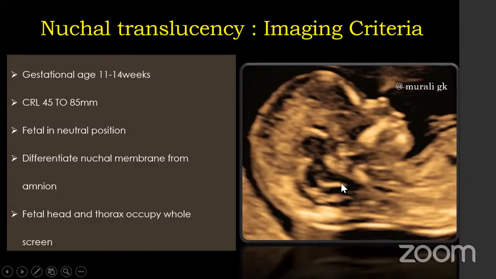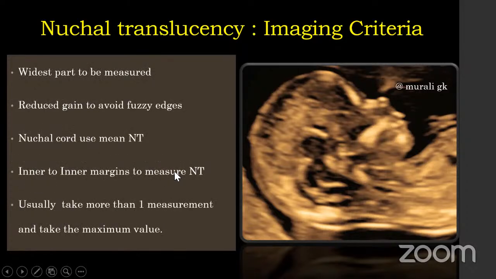So this is your brainstem. This is the posterior margin of the brainstem. This forms your intracranial translucency. This forms your cisterna magna. This is your occipital bone. This is your nuchal translucency. So this criteria we all have read many times. We are quite familiar with this criteria. I'm not going to run through this criteria.